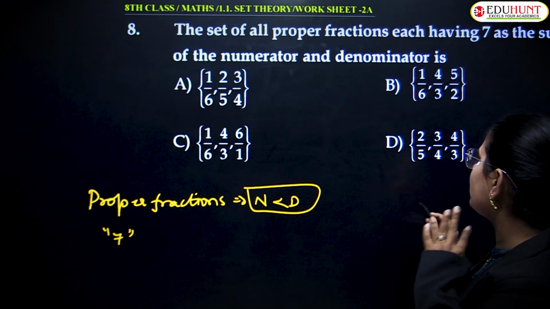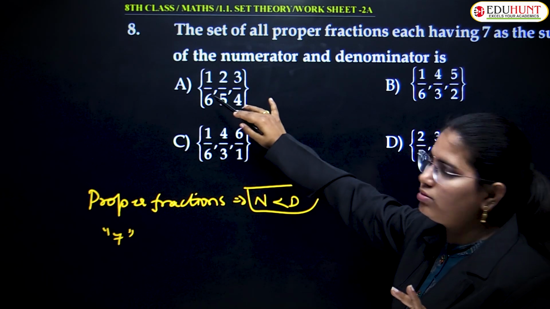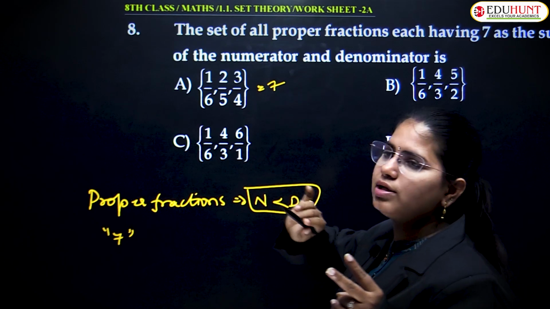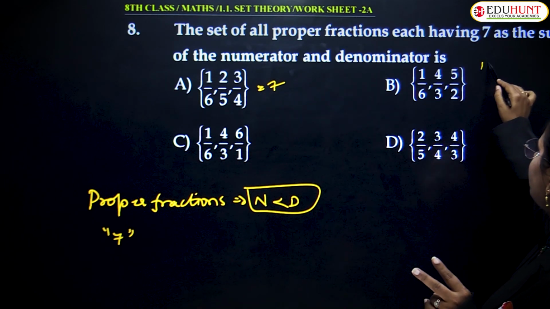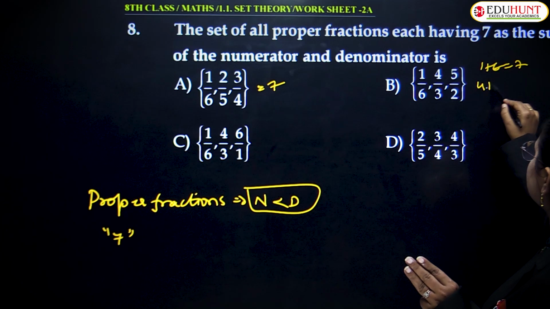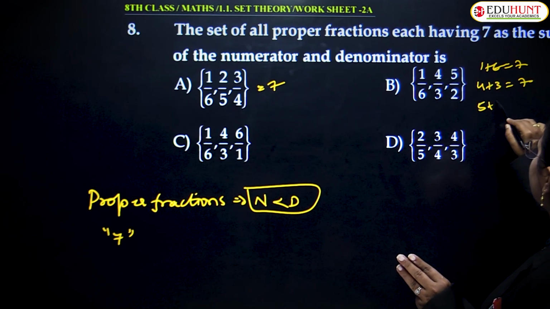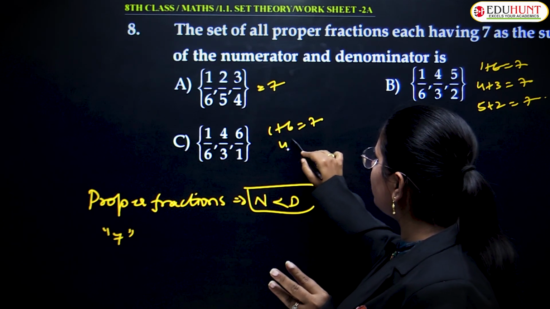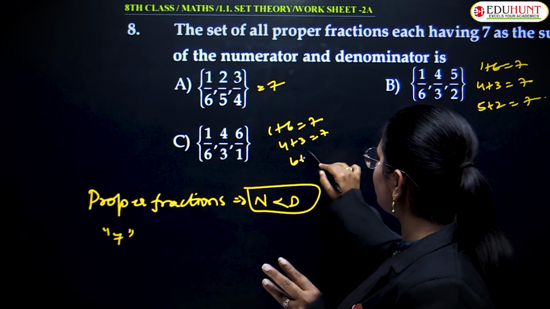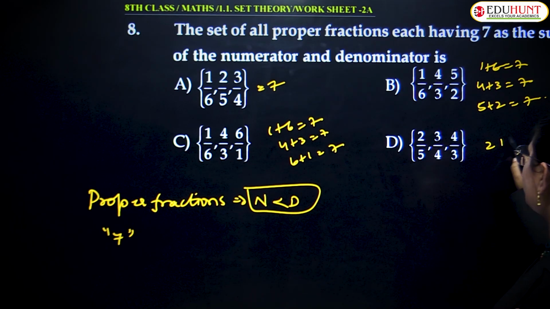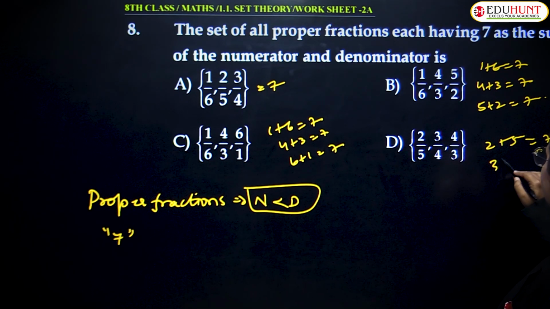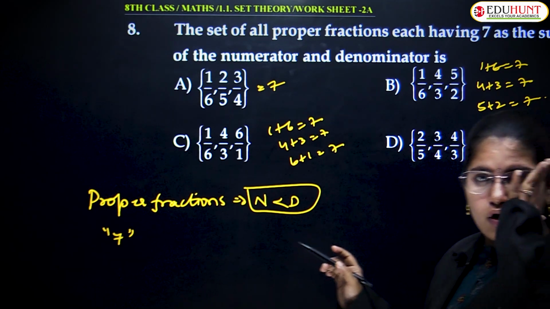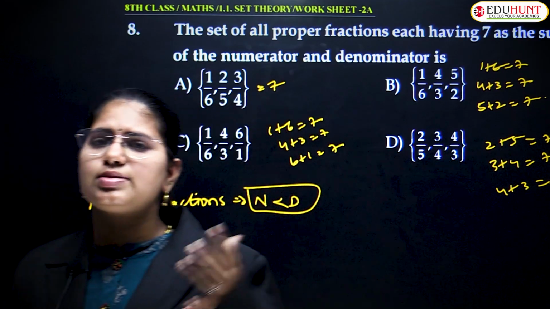Okay, let us take all this. 1 plus 6 is 7, 2 plus 5 is 7, 3 plus 4 is 7. So if you add all the values, you are getting 7. Next, 1 plus 6 is 7, 4 plus 3 again 7, 5 plus 2 is also equal to 7. Next one, 1 plus 6 is 7, 4 plus 3 is 7, 6 plus 1 is 7. Here also 2 plus 5 is 7, 3 plus 4 is 7, 4 plus 3 is 7. So if I am adding all the numerators and denominators together, I am getting 7 as a result.